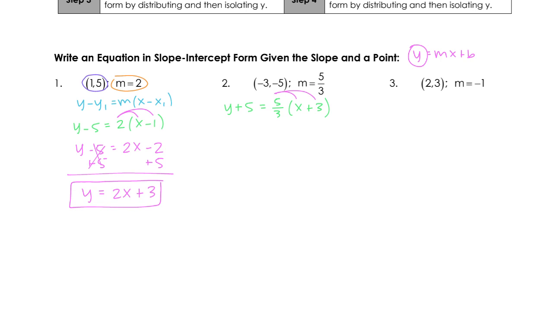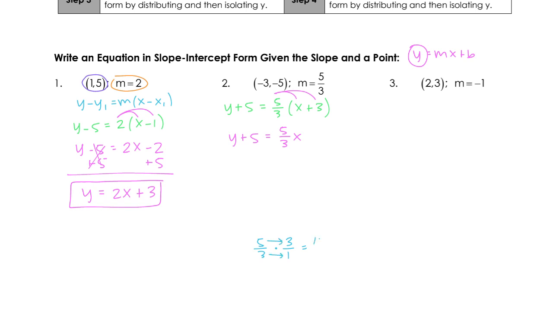Now, distributing this one's going to be a little bit trickier because we're distributing a fraction, which is totally okay. We're going to talk about it. So y plus 5 just gets brought down, equals 5/3 times x is just 5/3 x. Then we have 5/3. We're going to show our work down here a little bit. 5/3 times 3. Technically, it's 3 over 1. So when we multiply fractions, we multiply across the top and across the bottom.